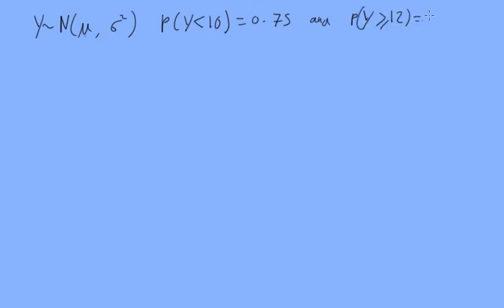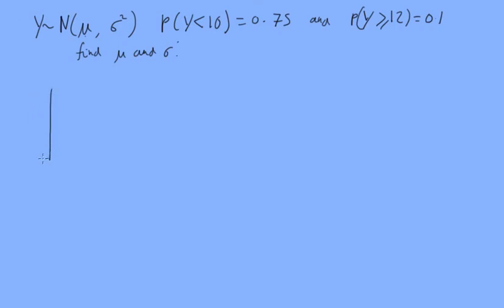Right. Let's look at using the inverse that we've done before, but how to do it with this new coded data. So we've got some variable y, which is a normal distribution with mu and sigma squared. Now the probability that y is less than 10 is equal to 0.75, and the probability that y is greater than 12 is equal to 0.1. We want to find mu and sigma.